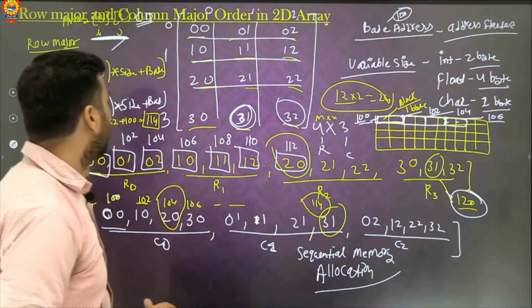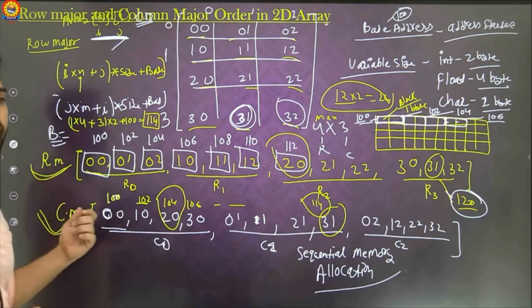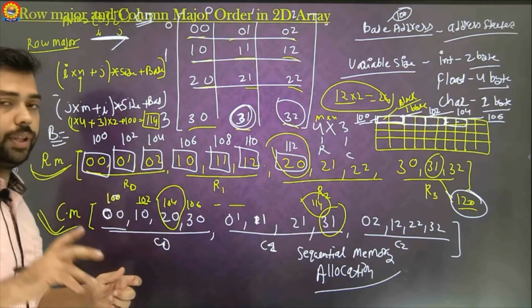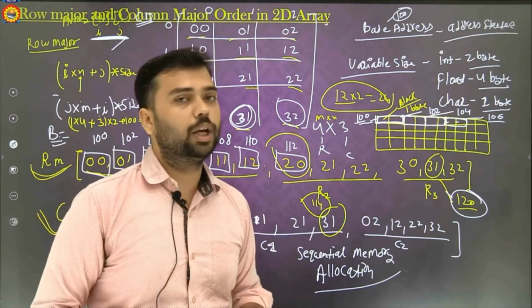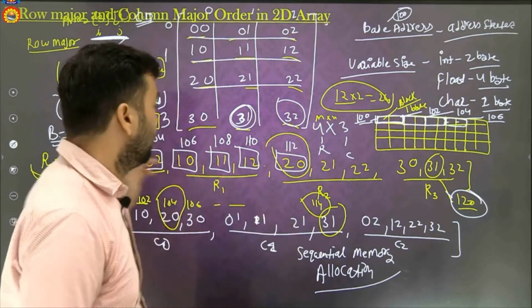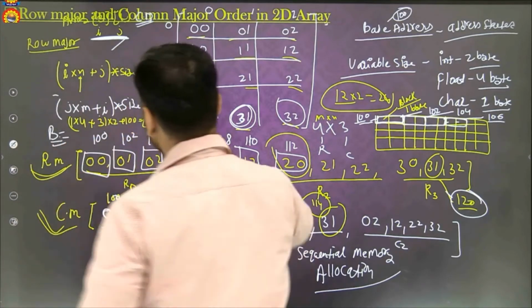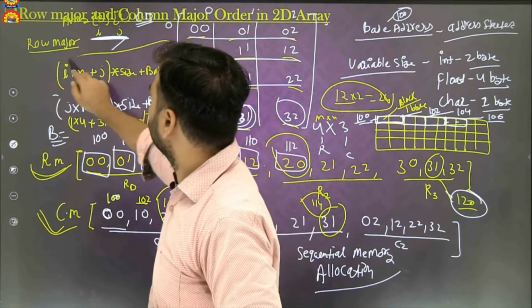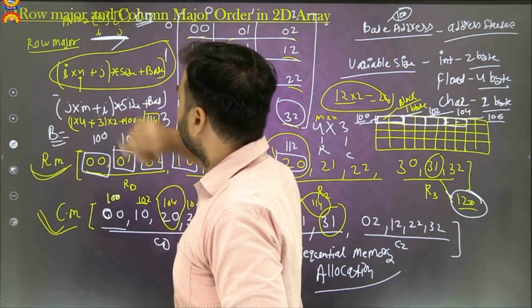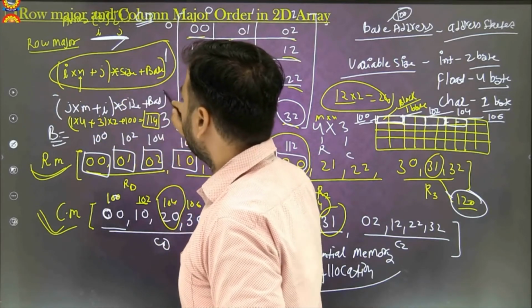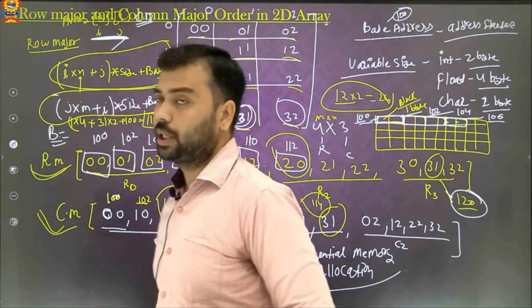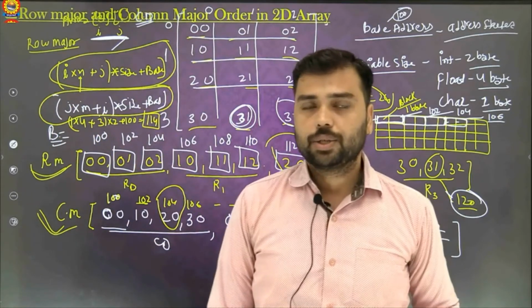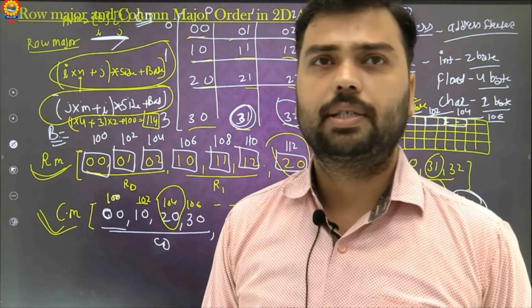So in the case of column measure, we multiply the column value with the row, and in the case of row measure, we multiply the row value with the column. So it is the question, answer. How we can compute the row measure address by using this formula, and how we can compute the column address by using this formula. Okay, so I hope you understand this concept.